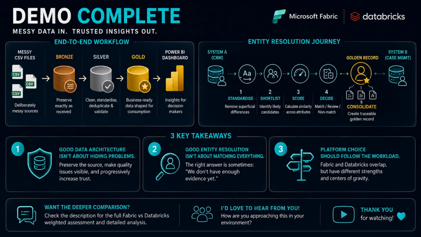So that brings us to the end of the demo. We started with 3 deliberately messy CSV files. We preserved the original data in bronze. We cleaned and validated it in silver. We shaped it into business-ready datasets in gold and used those datasets to build a Power BI dashboard. Then we brought in a completely separate system with no shared customer identifier and used entity resolution to work out which records could safely be connected, which ones should stay separate, and how those matches could be consolidated into traceable golden records. And finally, we looked at how that same type of workload fits across Fabric and Databricks.